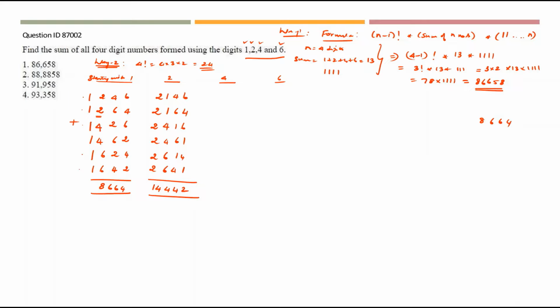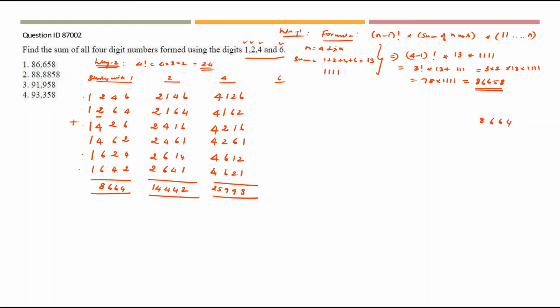Now we'll write down the number starting with 4. So it is 4, 1, 2, 6. 4, 1, 6, 2. Bringing 2 to the second place, 4, 2, 1, 6, 4, 2, 6, 1. Bringing 6 to the second place, it is 4, 6, 1, 2 and then 4, 6, 2, 1. Adding up all this, we will get 25, 9, 9, 8.